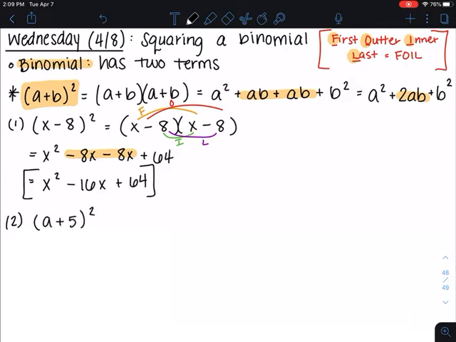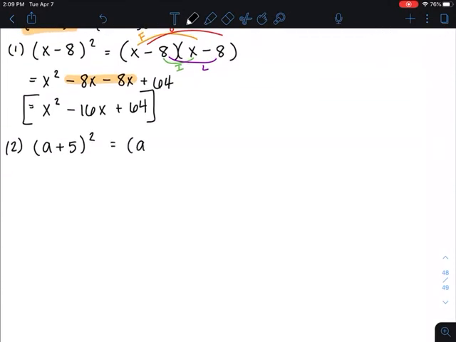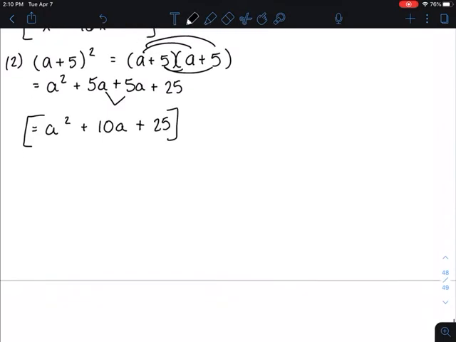I'm going to go ahead and do number two the exact same way. I have a plus 5 squared. So again, this is equal to a plus 5 times a plus 5. First is a squared. Outer is 5a. Inner is 5a. Last is 25. Combine your 5a's to get 10a, and this would be your final answer.